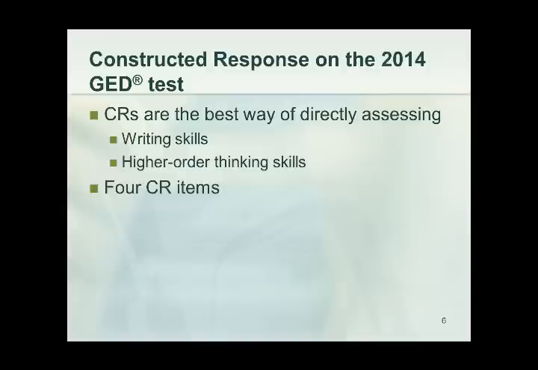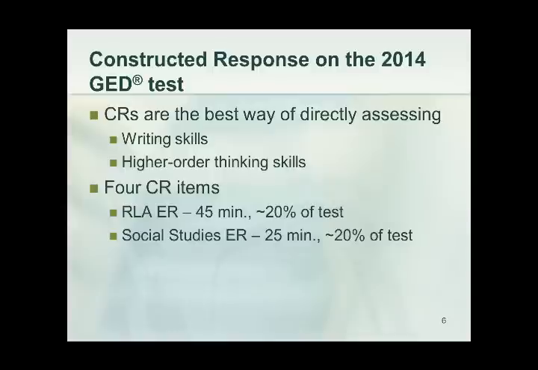And there are 4 constructed response items that students are going to have to do on this 2014 test. The first of these, we know that's the big one. In reasoning through language arts, it's 45 minutes and about 20% of the test. Think about that. That's a substantial amount of time that students will have in order to read something, analyze what they've read, and then respond to that.